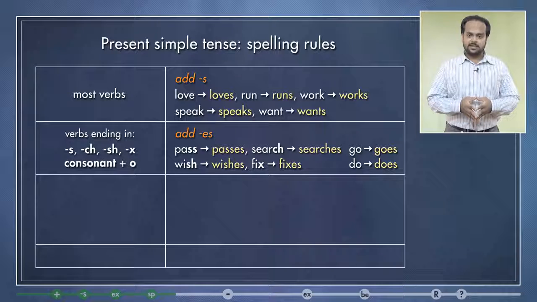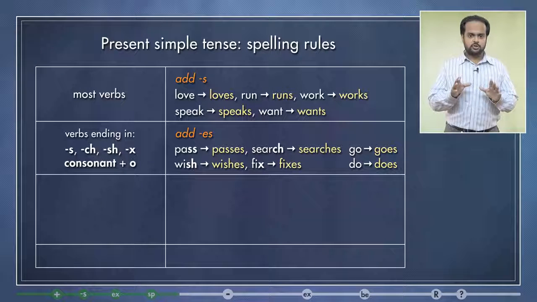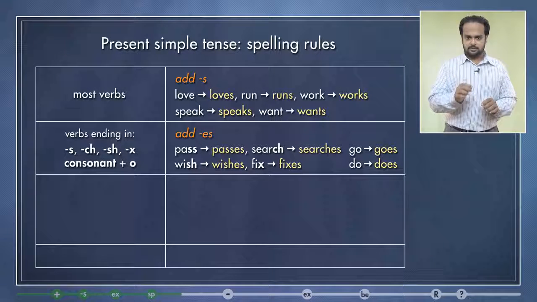Also, if a verb ends in o and has a consonant before it like g or d, then we add es. Don't worry so much about this rule. Just remember to put es in goes and does.